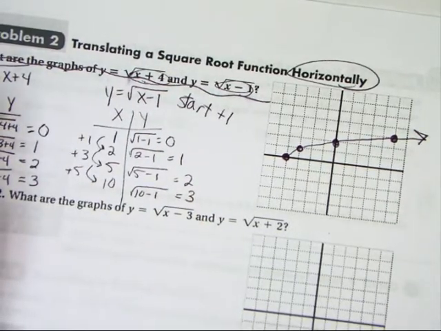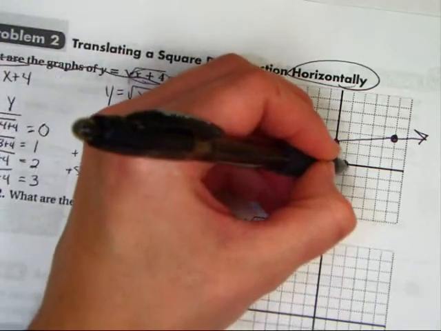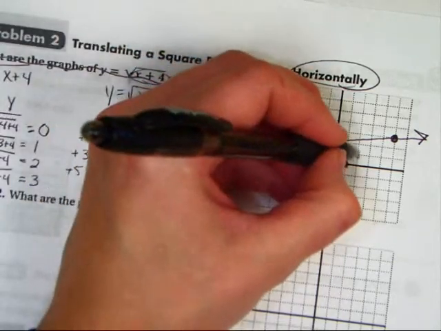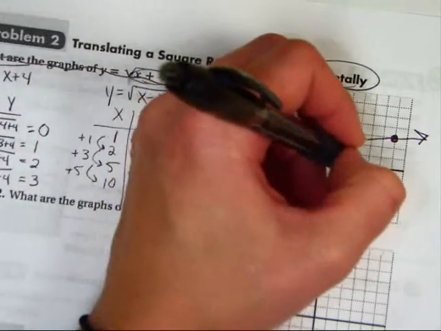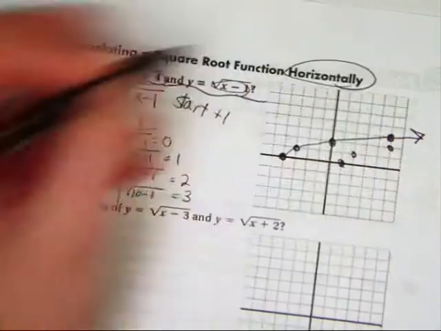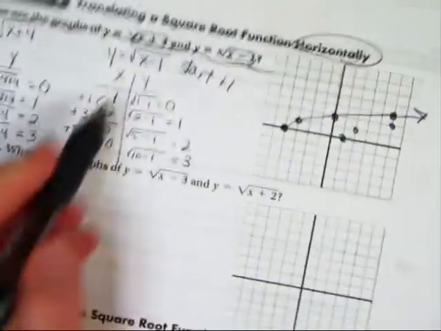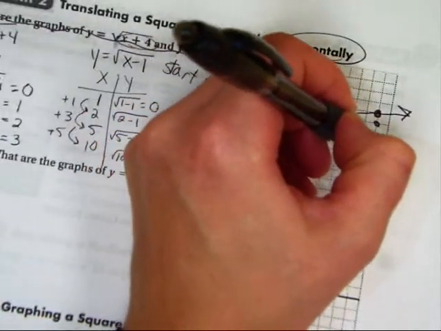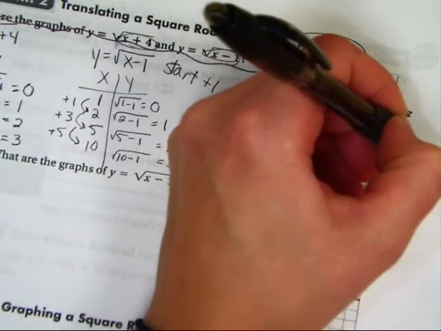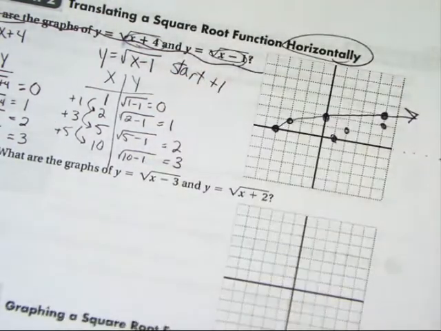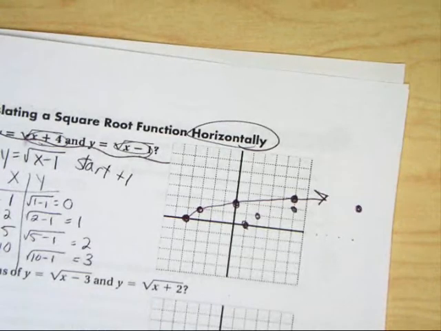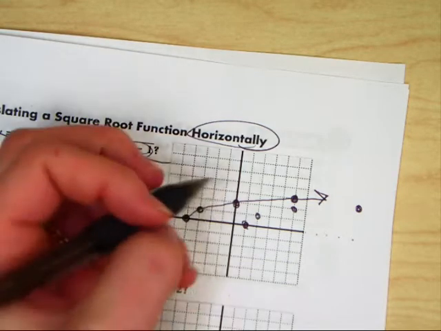So let's plot our points. Over 1 up 0, over 2 up 1, over 5 up 2, and then you need to really count this one, 10, 3. 1, 2, 3, 4, 5, 6, 7, 8, 9, 10. And that one just needs to get eyed up. I obviously didn't give you quite enough room, but just eye it up and move it over. Alright.